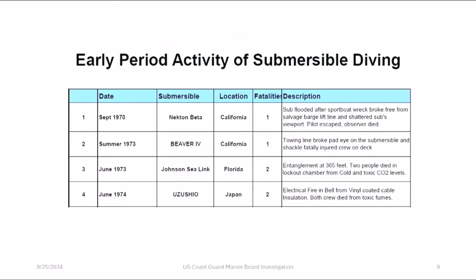We have 4 recorded incidents: the Nekton Beta in 1970, which happened in California, and in 1973 the Beaver 4 in California. Someone died, but that was a surface accident when the towing cable broke. Johnson Sea Link is probably the one written most about, which happened in Florida and killed 2 people. And 2 people died in a fire in Japan on the Ushio.